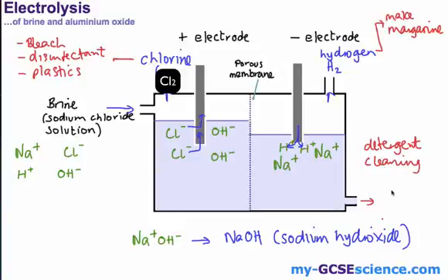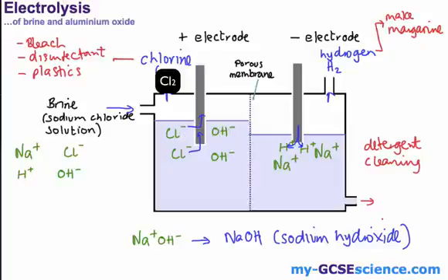Detergents are cleaning products, and you can imagine a whole range of them: soaps, kitchen household cleaners, that sort of thing. So three very useful products that can come from the electrolysis of sodium chloride, and you should be able to just talk about how this system works, which ions come from where, and the uses of the different products that are made.